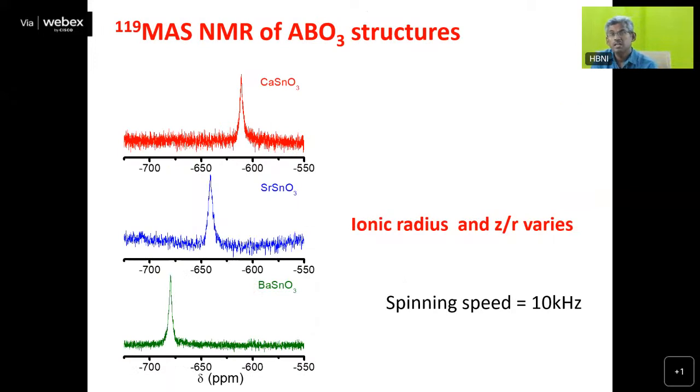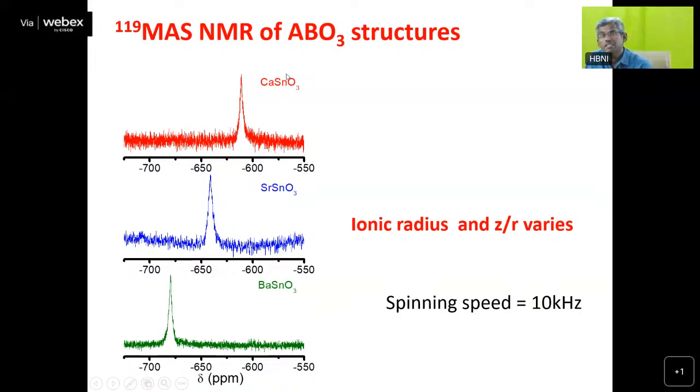Similarly, if you see all these perovskite structures, now we don't see any sidebands. The lack of sidebands indicates that the local environment is more symmetric. More symmetric means something you have to compare with some other compound. So here we are comparing with SnO2, and with respect to SnO2, we say the environment around tin in calcium stannate is much more symmetric compared to the pure tin oxide, although the coordination environment is same.